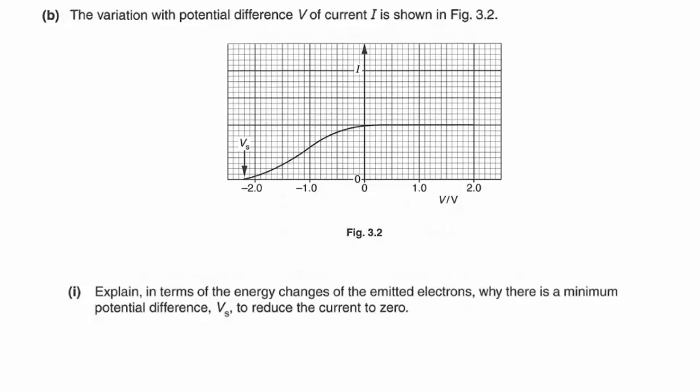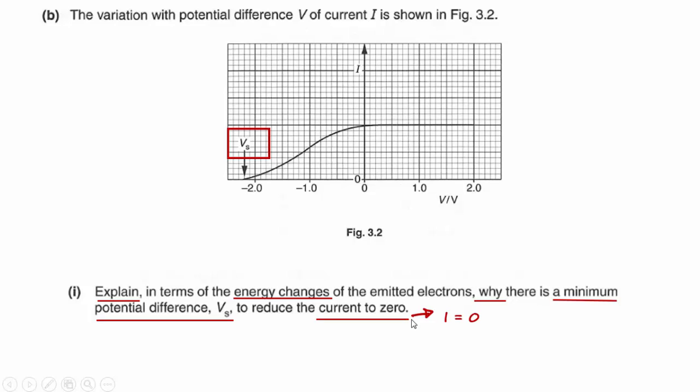Now we will move on to Part B. In Part B, we are given a graph of I versus V. And for Part 1, we are asked to explain why there is a minimum potential difference to reduce the current to zero. For this question, we will need to explain it in terms of the energy changes of the emitted electrons. To do this question, we first think about what happens when current is equal to zero.